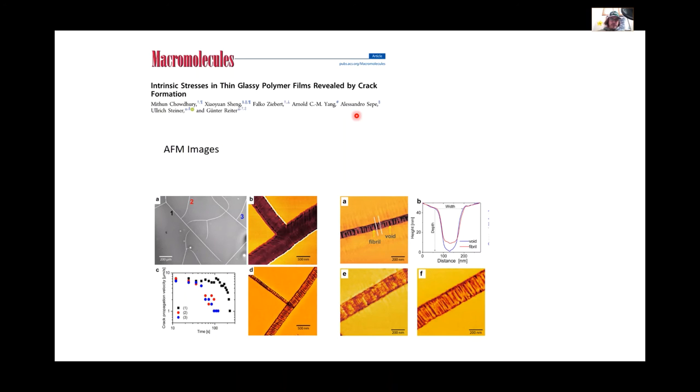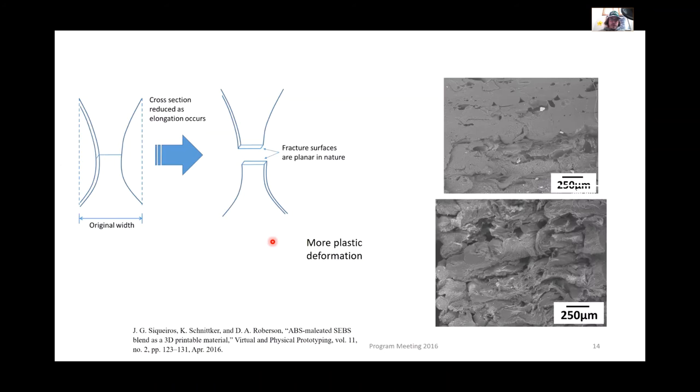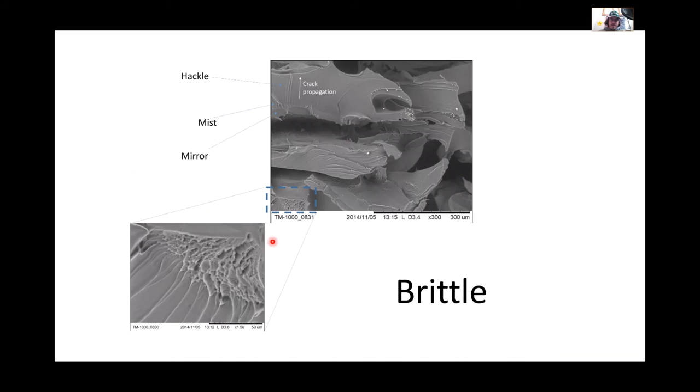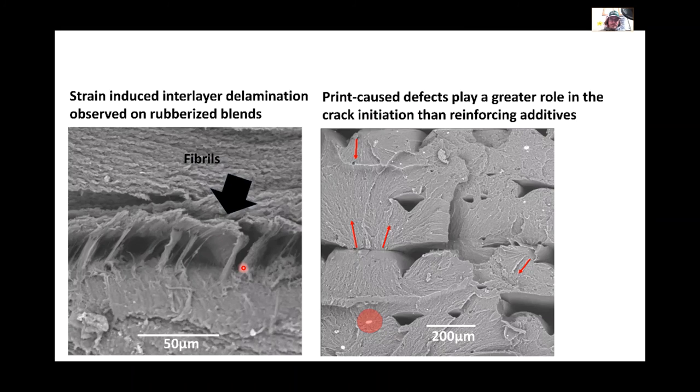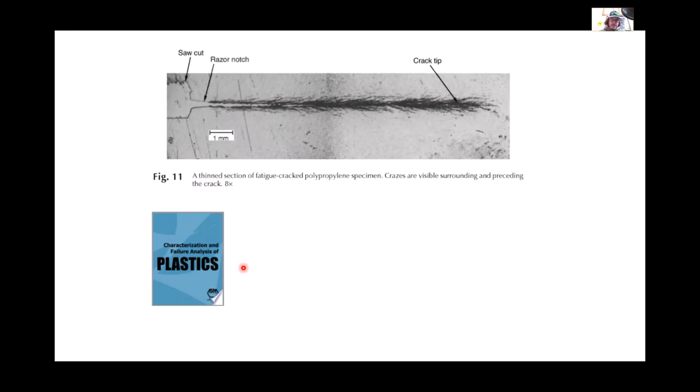Here's another example of craze cracks, and this is very similar to the figure I showed up here. This one came out of our lab, and we've yet to publish this work. We're actually in progress, so maybe in later years when I show this video again, it'll be a published paper. But anyway, we see fibrils living in the crack, and see it again in this other individual's article.